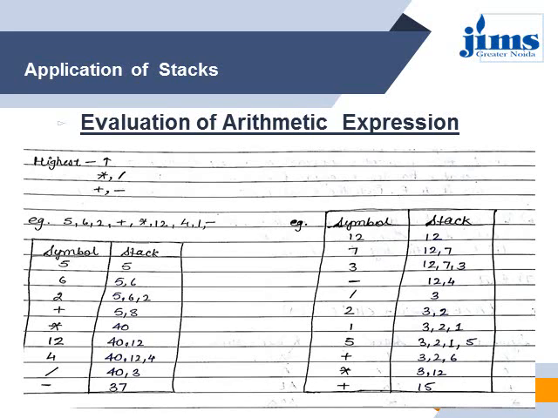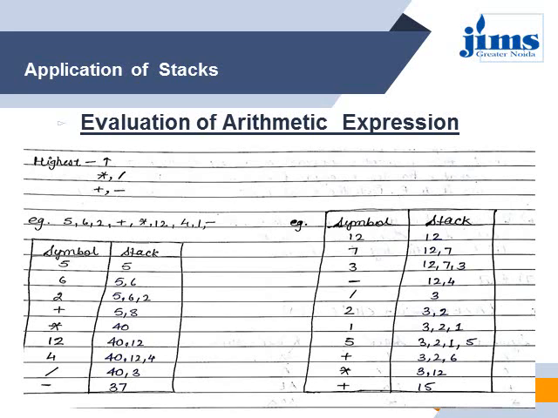Then the next symbol scanned is again an operator, which is multiplication. So B and A both will be popped out of the stack. B will be 5 and A will be 8. So 5 into 8, 40. Next is 12, push to the stack. 4, push it to the stack. Then we have division. So 12 divided by 4 is 3, and then 3 will be pushed back to the stack. Then we have minus, which is an operator. So 40 minus 3 is 37. So the final result of this arithmetic expression is 37.